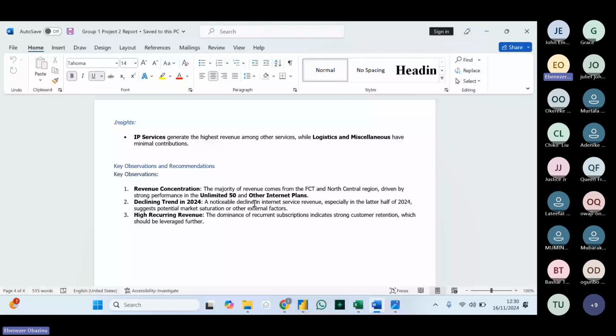So the dominance of recurrent subscription. Recurrent subscriptions are actually very dominant. And what we learn from this project, majorly, we learn about financial modeling, how to make sense of raw data given. And personally, I learned how to use Power Query.